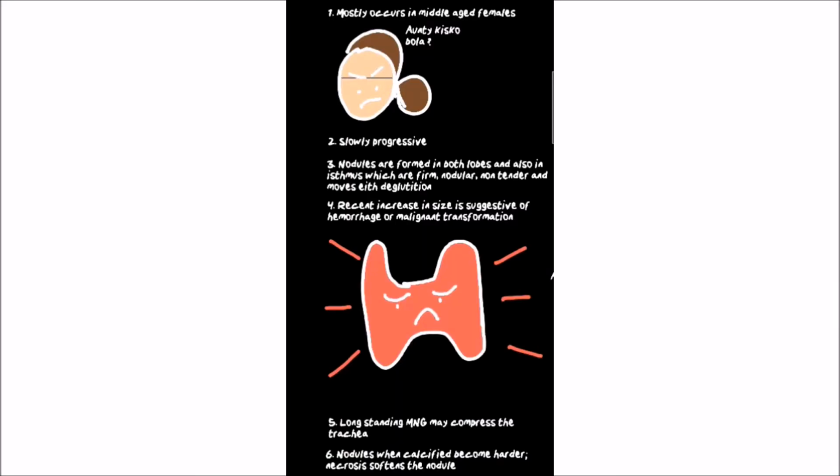Firstly, it occurs mostly in middle-aged females. It is a slowly progressive disease. The nodules are formed in both the lobes and may also be formed in the isthmus. These nodules are firm, nodular, non-tender, and they move with deglutition. A recent increase in size of the nodule may be suggestive of hemorrhage or malignant transformation. A long-standing multinodular goiter may also compress the trachea, and if the nodules are calcified, they become harder, and necrosis will obviously soften the nodules.